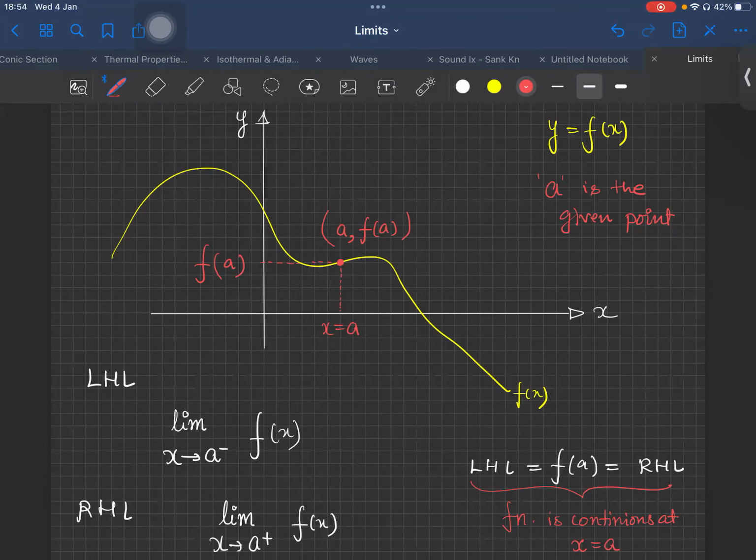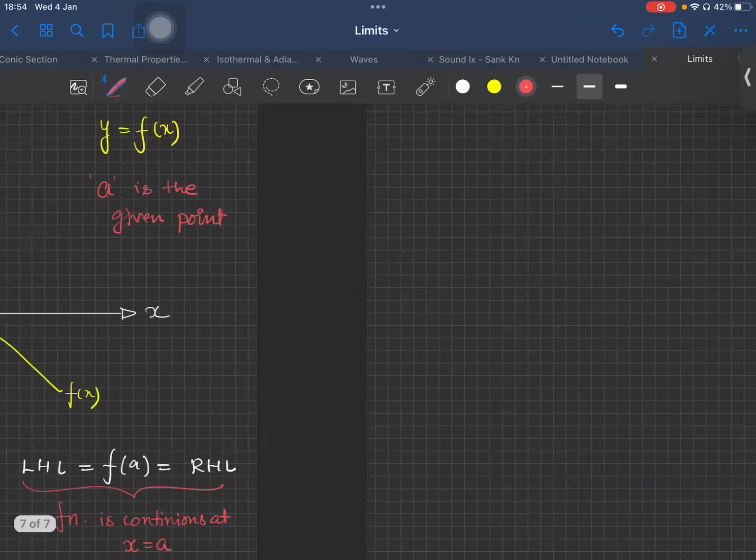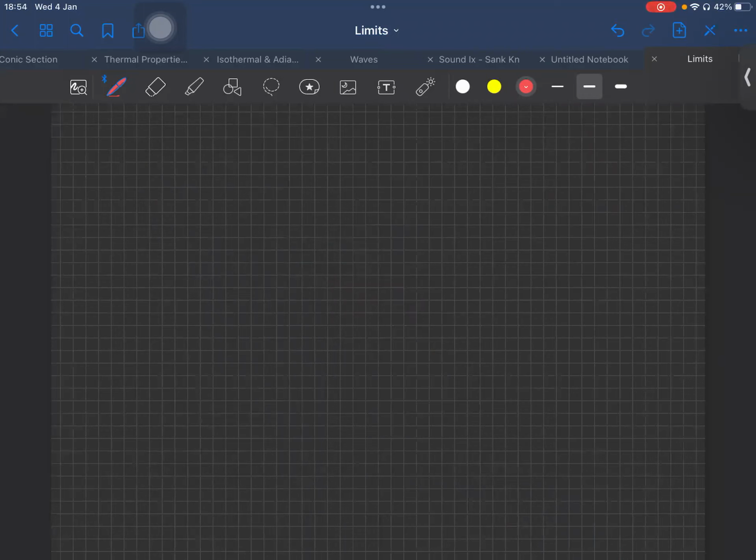Okay, so today we'll just have the idea. Derivatives will be covered in the next class. Let's solve some problems based on limits. Question number 1: find the limit as x tends to 0 of the function sine x.